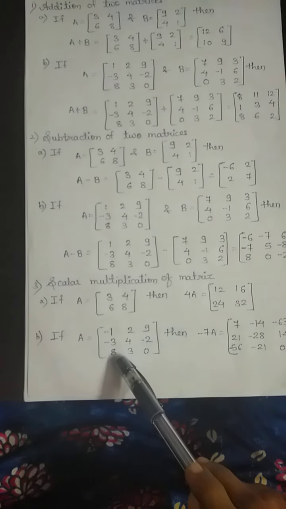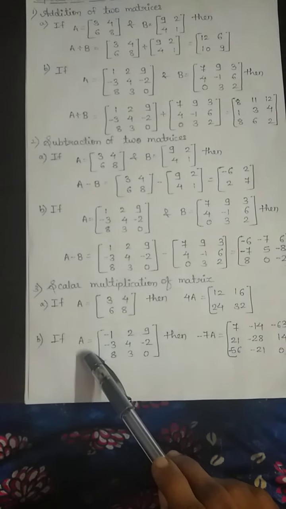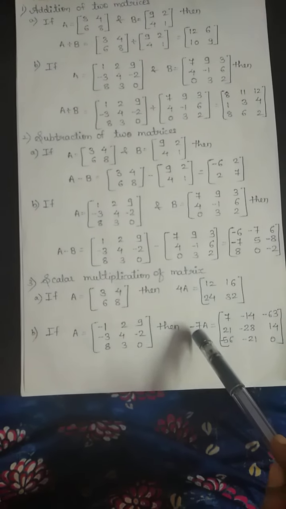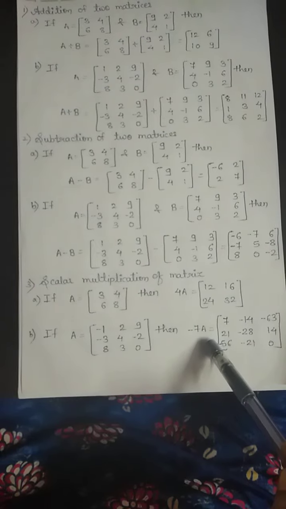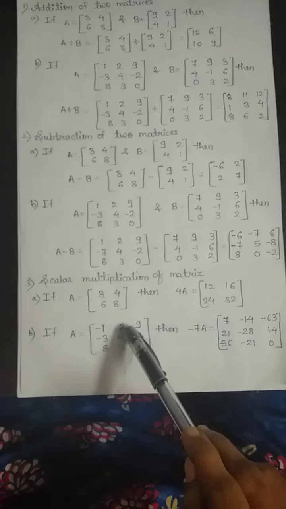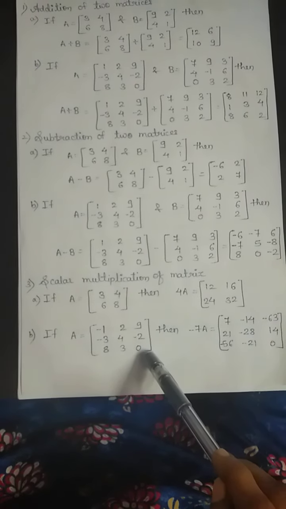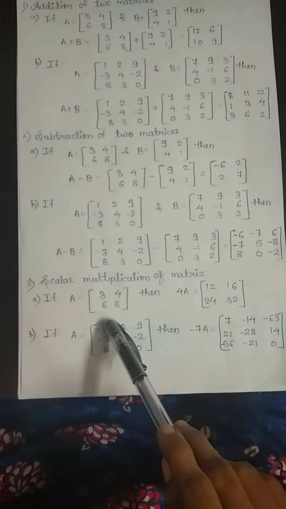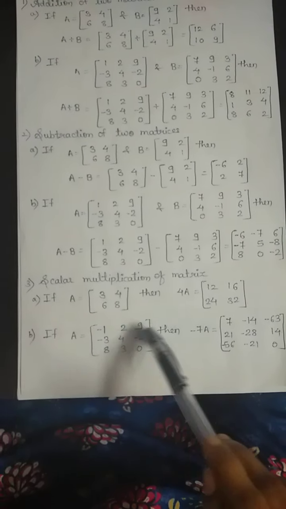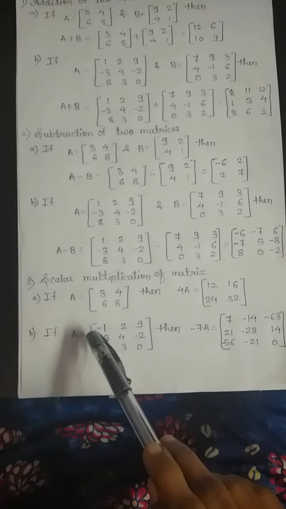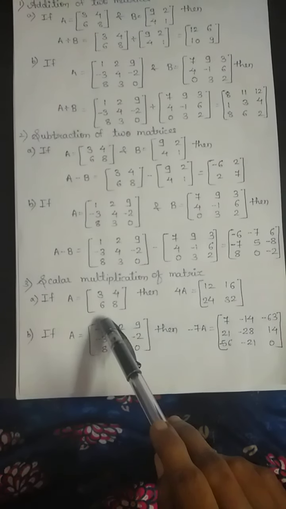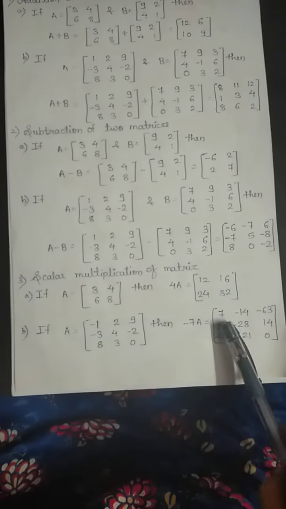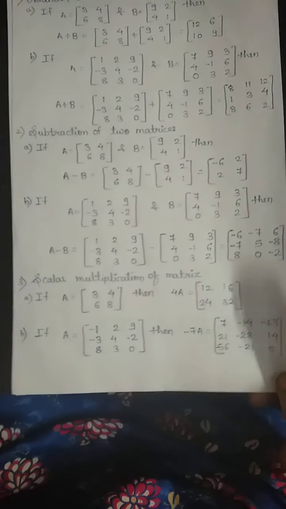Suppose we consider one more example. This is the matrix A of order 3 by 3 and we want to find the matrix minus 7A. Then to this matrix we are going to multiply each and every element by minus 7, and wherever the minus sign is already given, then minus minus will become plus. For example, see the first element: minus 7 into minus 1 will give us the element 7 and so on. So this is about scalar multiplication of a matrix.